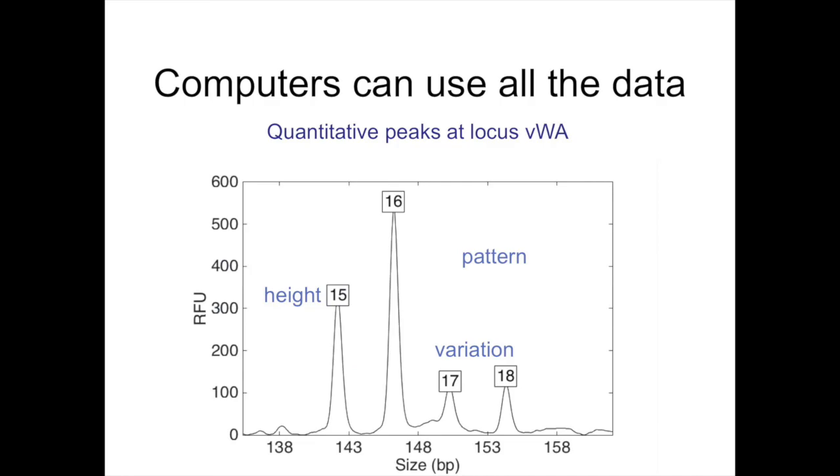This is one of the 15 loci that were tested. It has a name, vWA. And here we see a pattern of peak heights. From left to right on the x-axis, we see the length of the DNA fragment, the number of letters, 138, 143. The boxes at the top of the peaks show us the number of repeats, the alleles, 15, 16, 17, and 18. The height shows us the relative fluorescence units. How much signal did the genetic analyzer detect at this location from this genetic test?